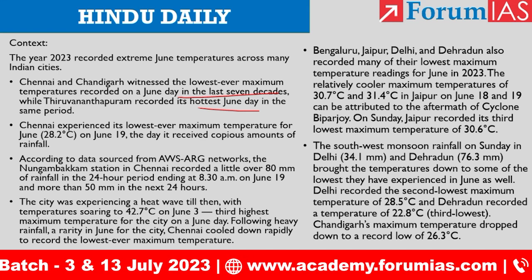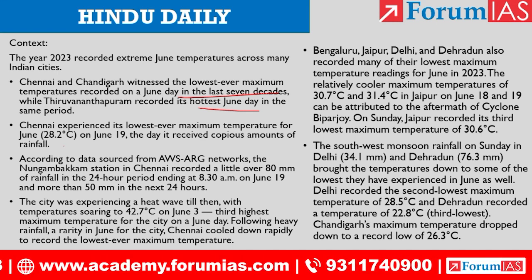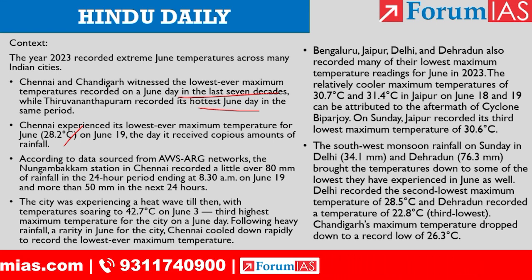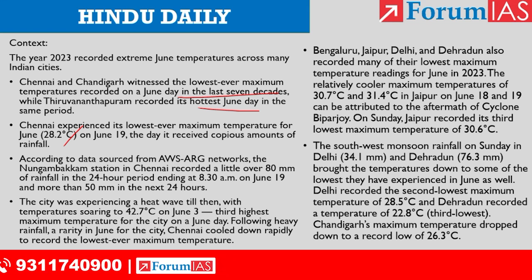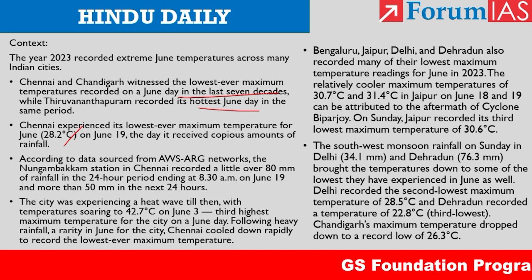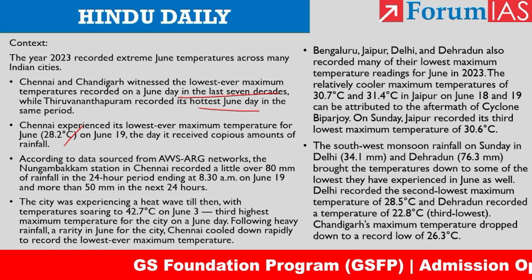So what was the lowest ever maximum temperature in Chennai? On June 19, it was just 28.2 degrees Celsius. This was because it received huge rainfall on that day. The data was sourced from the Nungambakam station, and within a 24-hour period, it got 80 mm rainfall, and on the next day it got 50 millimeter rainfall in the next 24 hours.